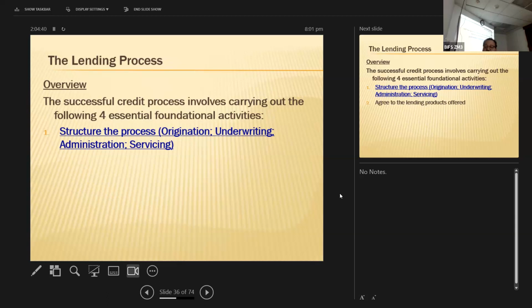Okay. The first one again is we must structure the process. The second one is we must agree to the lending products offered. Now we will find, when we join a financial institution, that they already have a suite of products. Okay, so in the case of Finco, they don't do consumer loans. They do mortgages. That's their specialty, and they do different types of mortgages: commercial, residential, etc. Right?